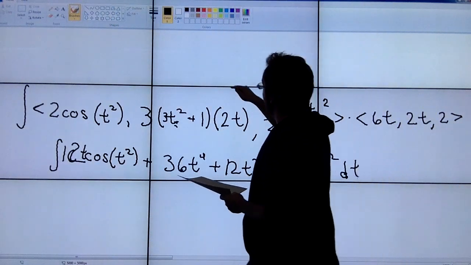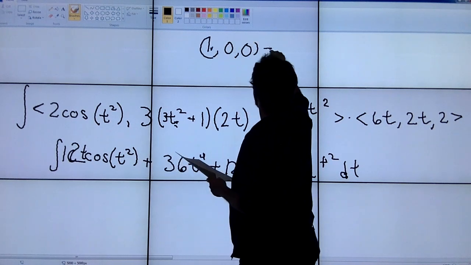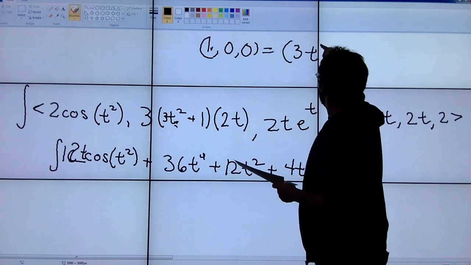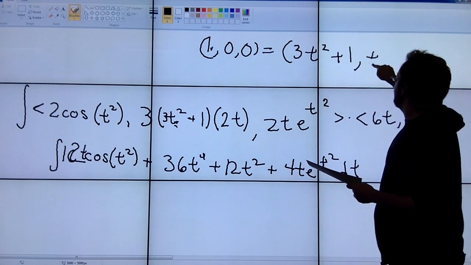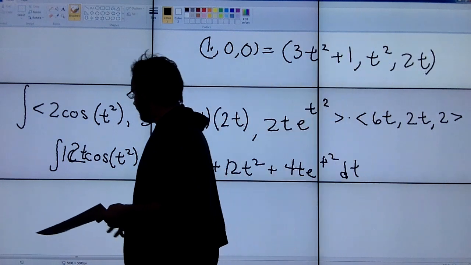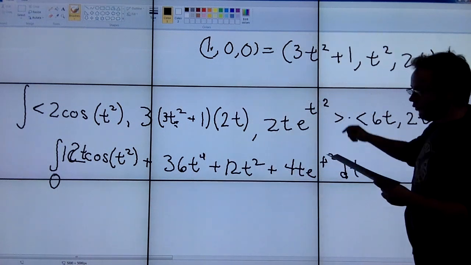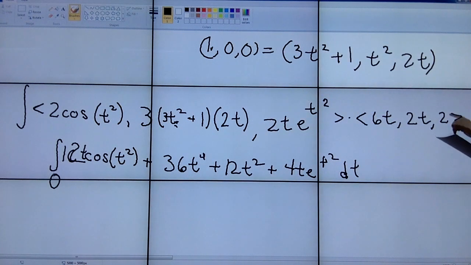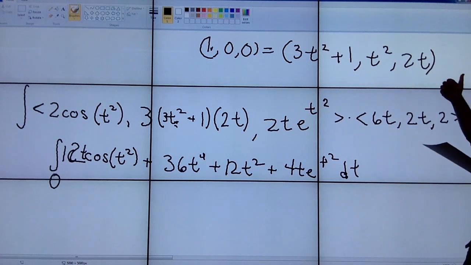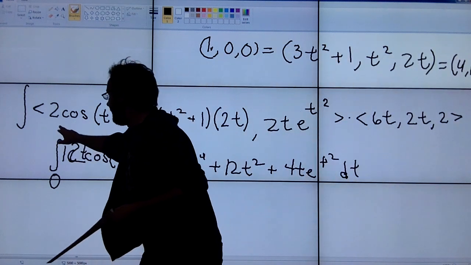That is to say, we have 1, 0, 0, and we're setting it equal to 3t squared plus 1, comma, t squared, comma, 2t. For what value of t is that true? Yeah, 0. So that's our lower bound of this integral. For what value of t is this equal to 4, comma, 1, comma, 2? For 1, t equals 1, right? So our upper bound is 1.